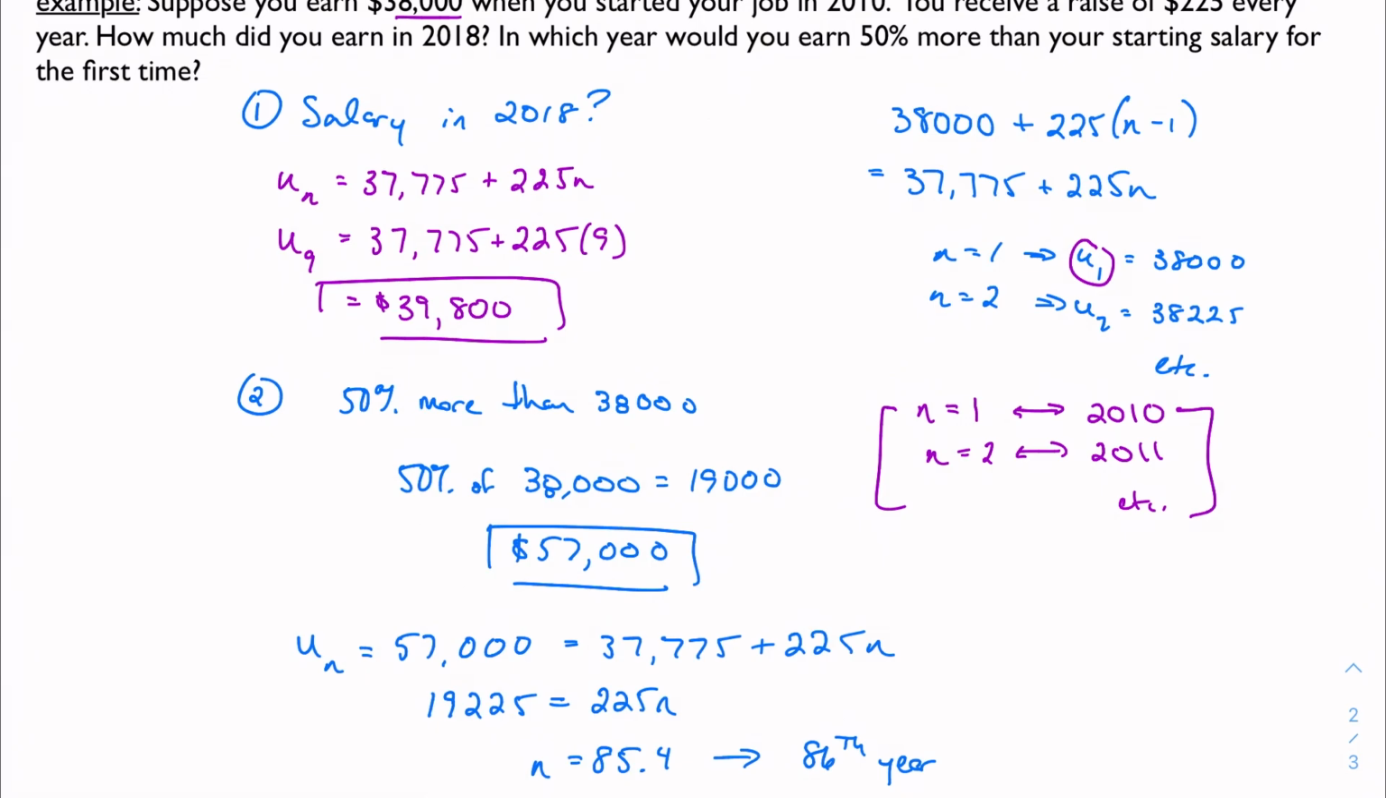Actually, this is your 86th year of working there, which would be the year 2097, if I'm doing that correctly. All right, n equals 86. Yeah, I think that is right. 2096 or 2097. Either way, that's a long ways away. And maybe I should find a new place to work.